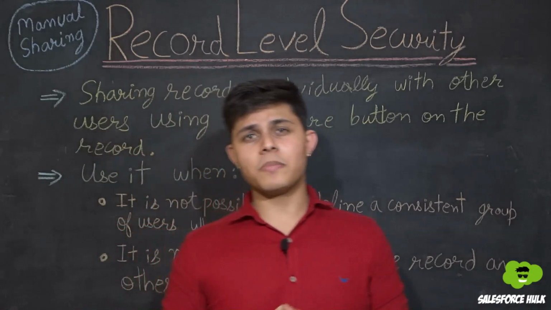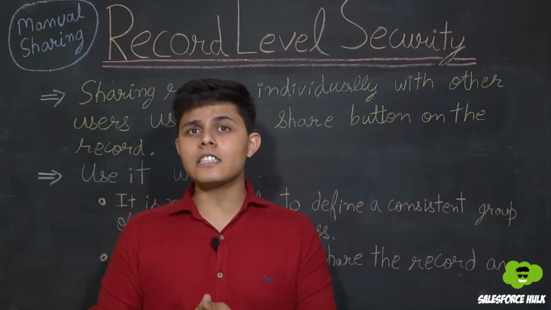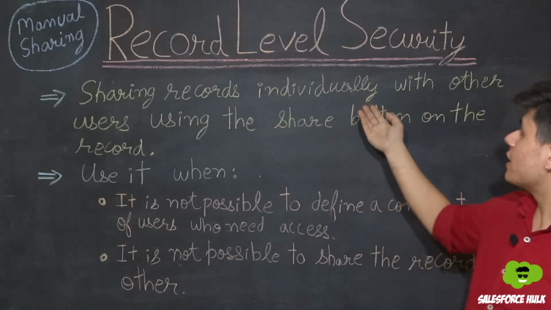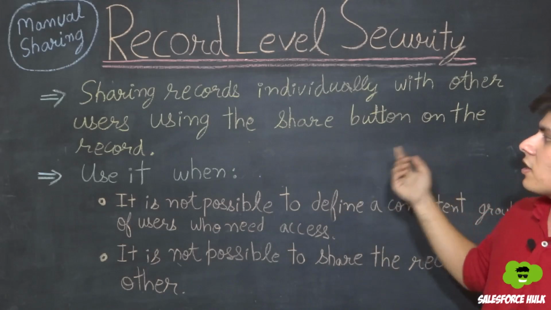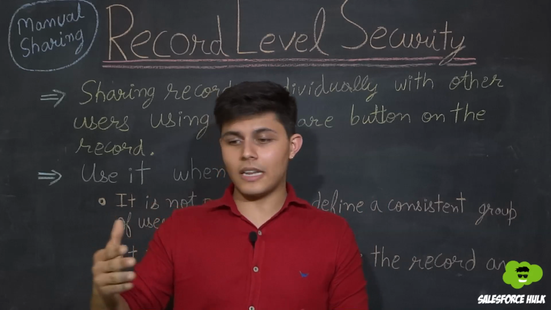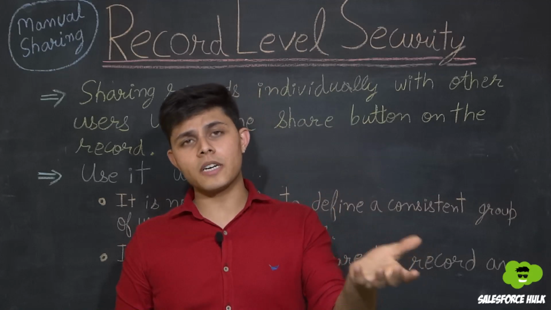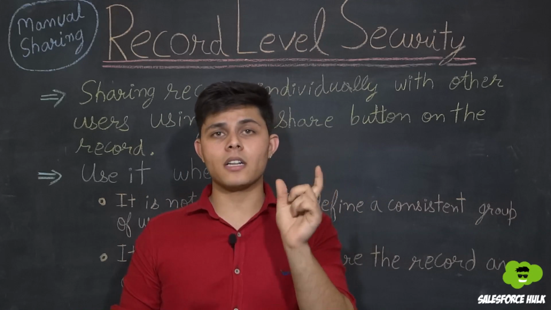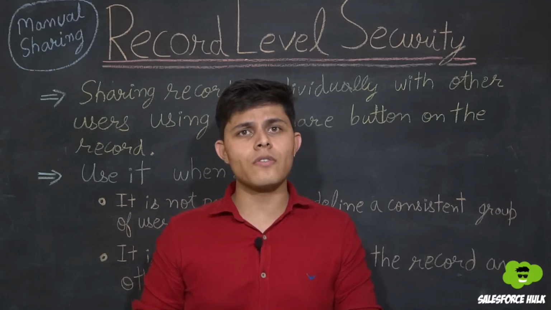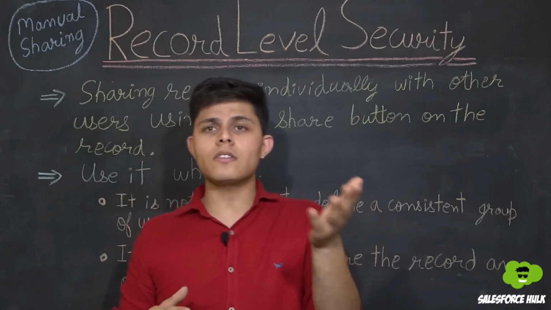Sharing rules are amazing, but there comes some situation in which we cannot share the records using sharing rules. In that situation, we go for manual sharing. Manual sharing shares the records individually with other users using the share button on the record. As the name signifies, we share the records manually. If we want to share this record to this user or this user, we have to go to this particular record, and over there at the top there's a button of share or sharing. We need to click on that button, and after that we can share it with whomsoever we want. So this is how we can do manual sharing.